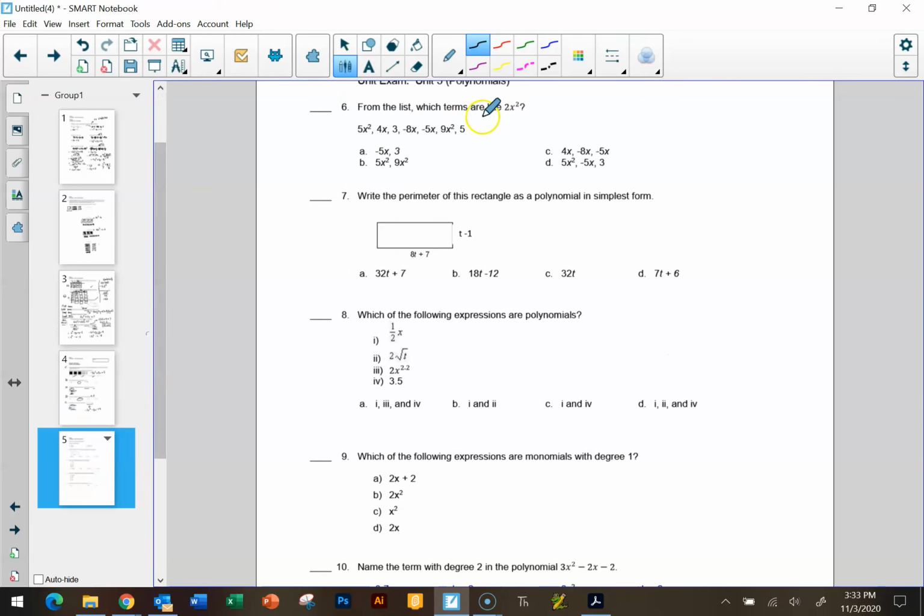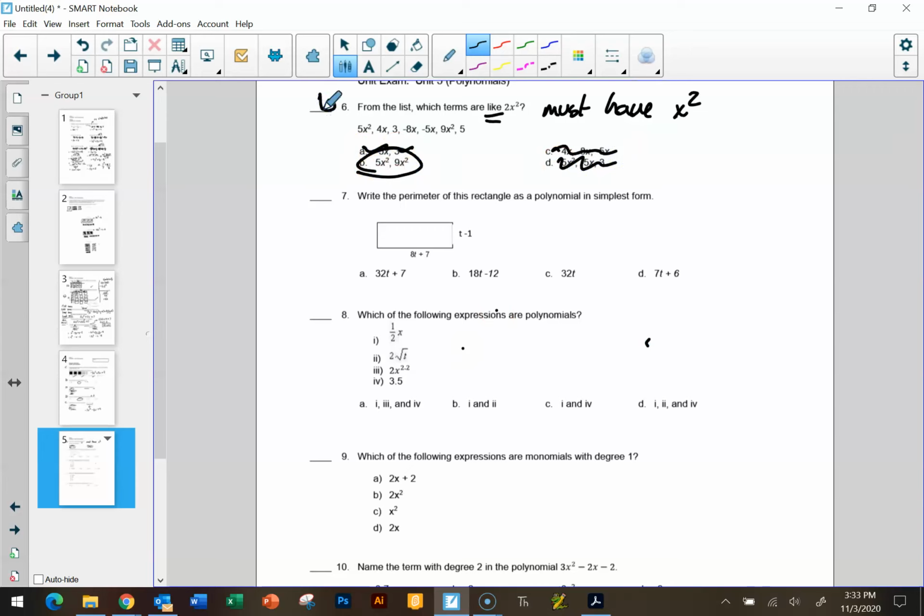From the list, which terms are like 2x squared? Well, it's got to have an x squared. Right? Anything that's got an x squared. None of these do. Only one of these does. Well, none of those do, which leaves those ones.